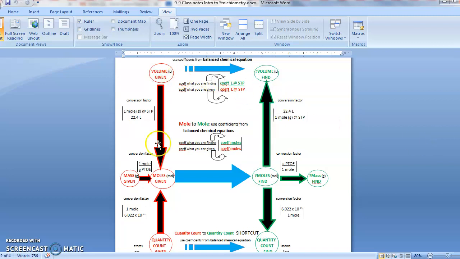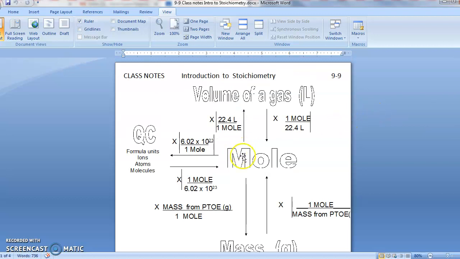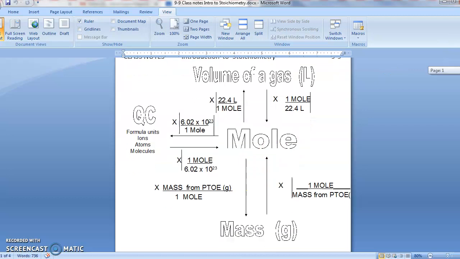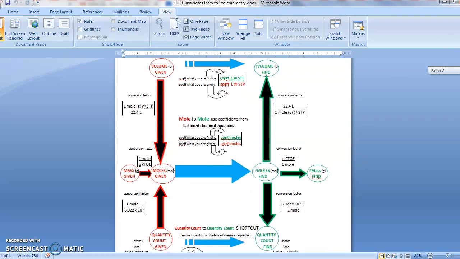Now this chart may look a little different. On the previous chart, we had an arrow going up, an arrow going back. There were arrows going from moles back to everything else. This is the way the chart used to look. If you knew moles, you could go up and back, up and back, up and back. But when we're doing stoichiometry, we're not trying to find something else about a particular substance. We want to use the chemical equation to discover something else about an entirely different substance.